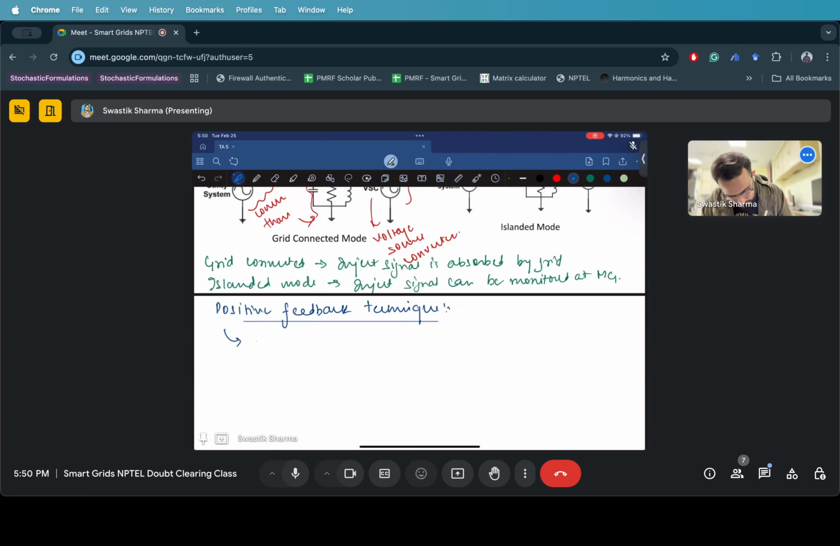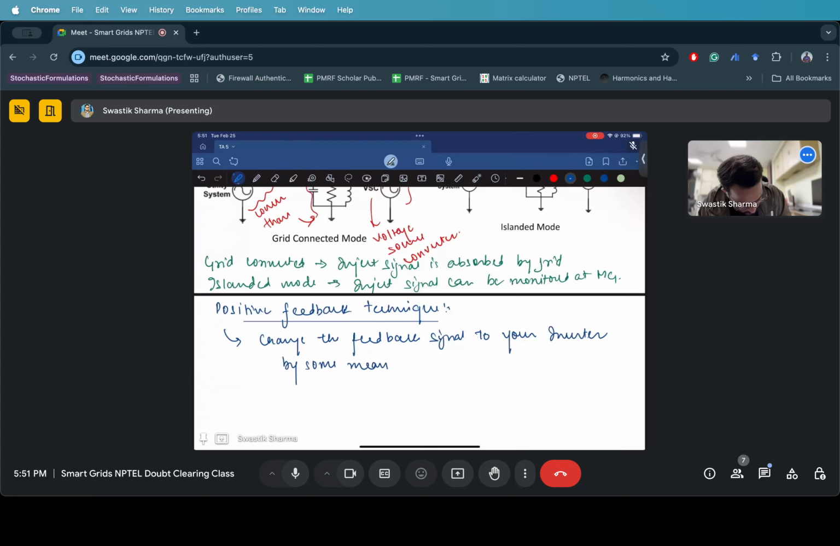So what you do is change the feedback signal to your inverter by some means to make it behave in an unstable mode of operation, right?